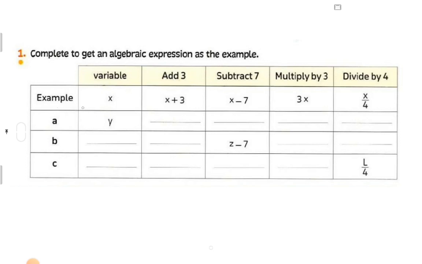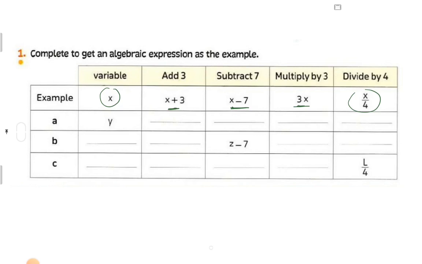So we have an example and we will do as it does. The example has a variable x. X is a variable, right? Add 3 to this variable, so x plus 3. Subtract 7, so x minus 7. Multiply by 3, so 3x. Divided by 4, x divided by 4.